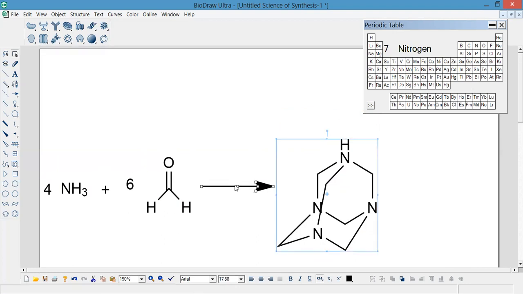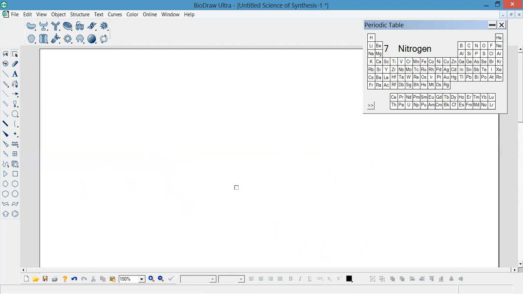Now we will draw the chemical reaction representing the synthesis of sulfonamide.